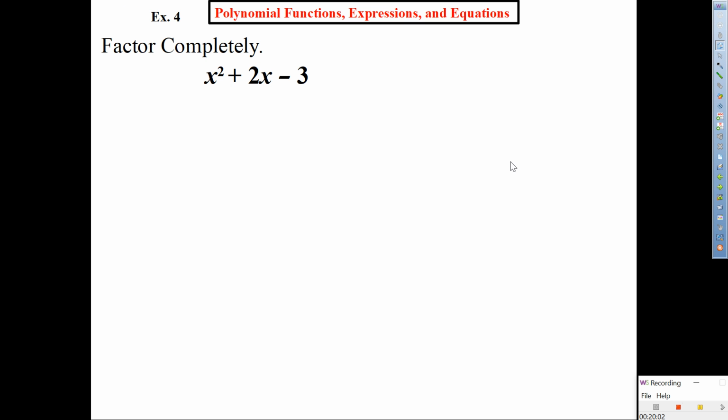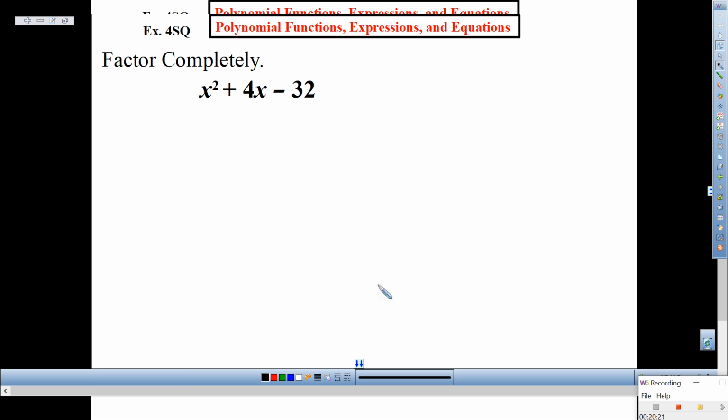Copy this one. Example 4: x squared plus 4x minus 32. You should be able to do this one by yourself. It's very similar to the one we just did. Copy and go. I'll give you a head start. All right, it looks like everybody got the correct answer. But here goes the process one more time.